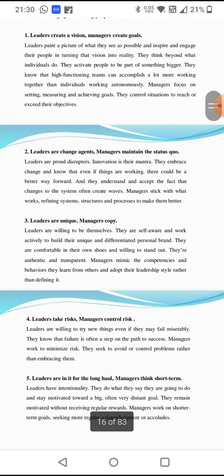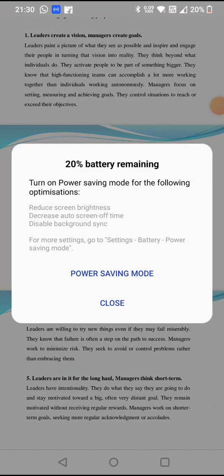The next being, leaders are change agents, whereas managers maintain the status quo. Leaders are proud disruptors. Innovation is their mantra. They embrace change and know that even if things are working, there could be a better way forward. And they understand and accept the fact that changes to the system often create waves. So managers stick with what works, refining systems, structures, and processes to make them better.